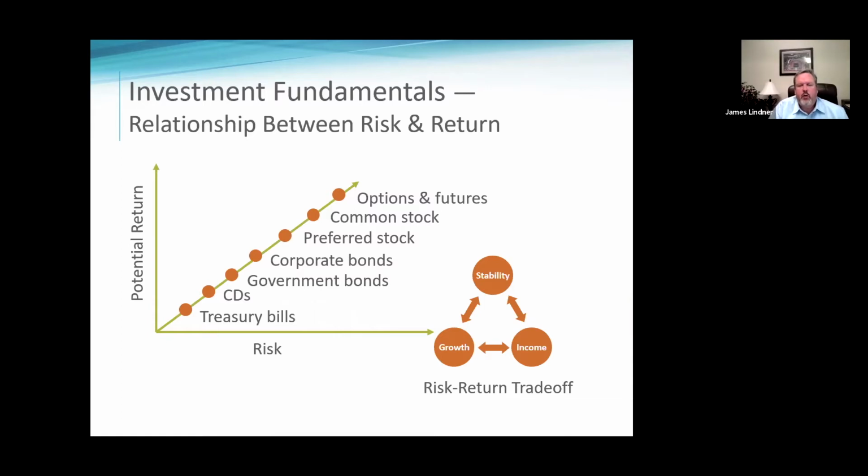I want you to take a look at that bottom right: stability, growth, and income. So obviously with stability, it's going to be there. It's safe. It's predictable. It doesn't have a lot of volatility. So a lot of people might be looking for something like that in their investments. You would imagine if you want stability, you're probably going to give up on rate of return, income, or growth.